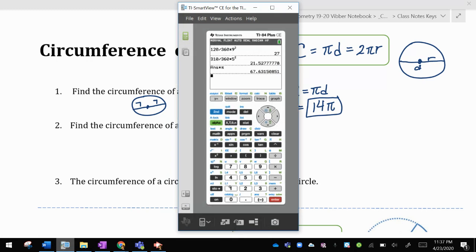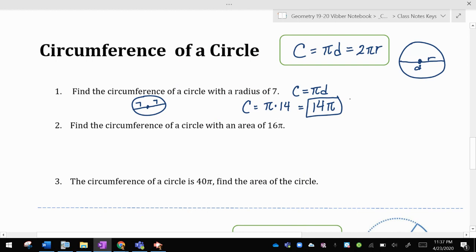If you want your circumference as a decimal, you can just type it into your calculator and get 43.98, which if I rounded to the nearest tenth would be 44.0. So that is approximately 44.0. And that would just be regular units, not square units, because this is length and not area.